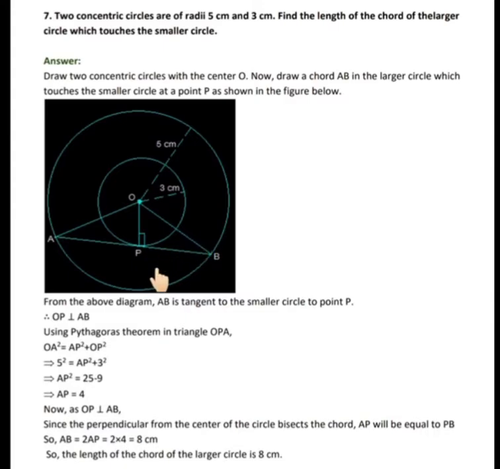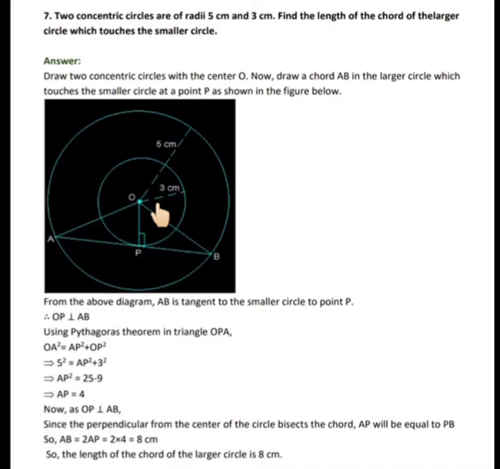So in this case OP is perpendicular to AB, because OP is the radius of the smaller circle and AB is the tangent at point P, which is touching at point P. Now see, this OP is dividing triangle OAB into two small triangles. Consider any one of them. Consider triangle OPA, this one. Using Pythagoras theorem in this triangle.